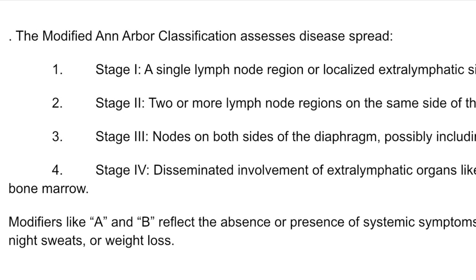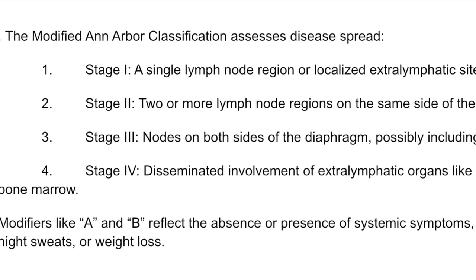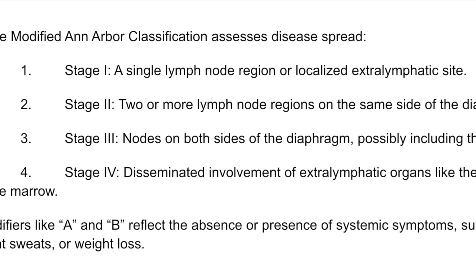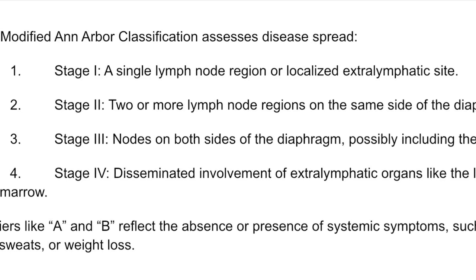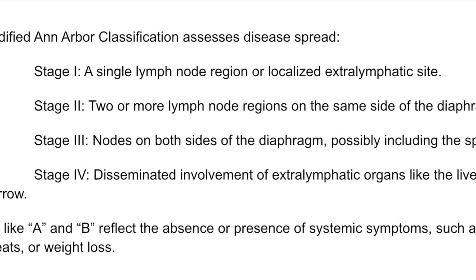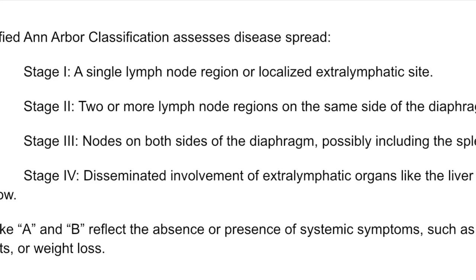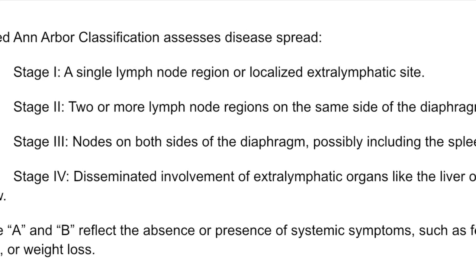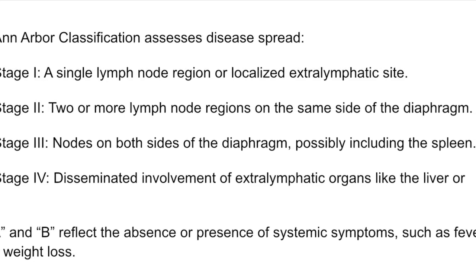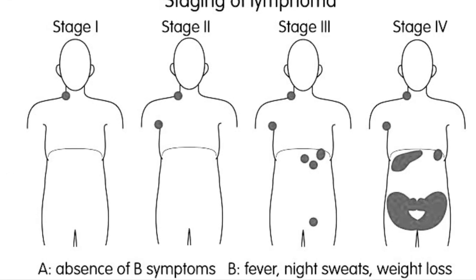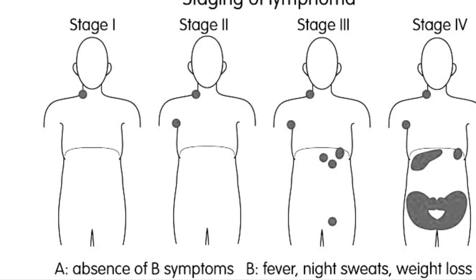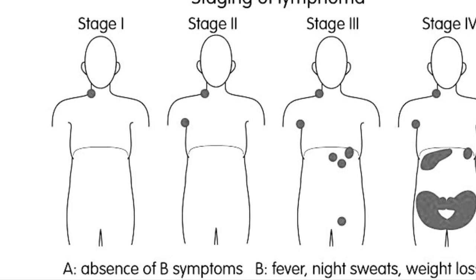The modified Ann Arbor classification assesses disease spread. Stage I, a single lymph node region or localized extralymphatic site. Stage II, two or more lymph node regions on the same side of the diaphragm. Stage III, nodes on both sides of the diaphragm, possibly including the spleen. Stage IV, disseminated involvement of extralymphatic organs like the liver or bone marrow. Modifiers like A and B reflect the absence or presence of systemic symptoms such as fever, night sweats, or weight loss.